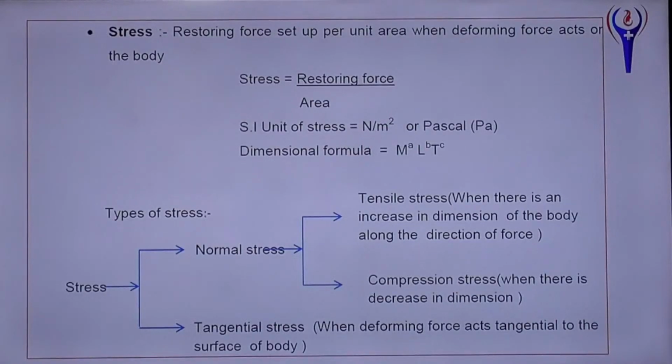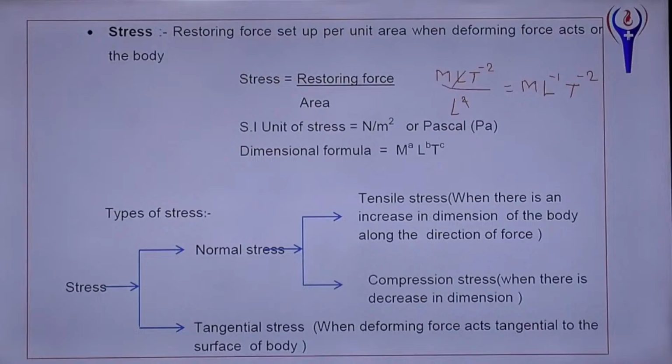Dimensional formula for force is M L T power minus 2. Area, what is the dimensional formula for area? L square. So L square gets cancelled, then M L power minus 1 T power minus 2. This is the dimensional formula for stress. Okay, what's the dimensional formula of stress? M L power minus 1 T power minus 2.